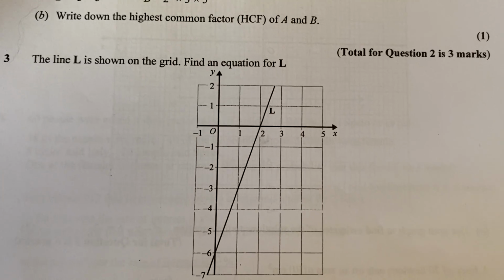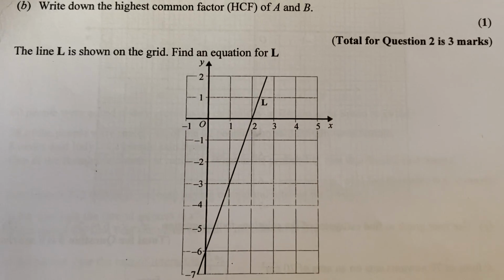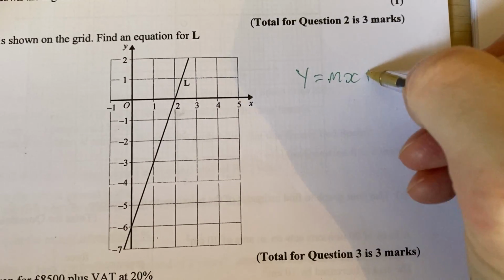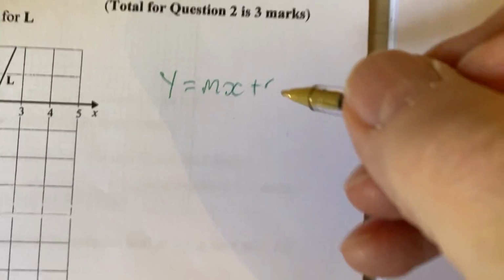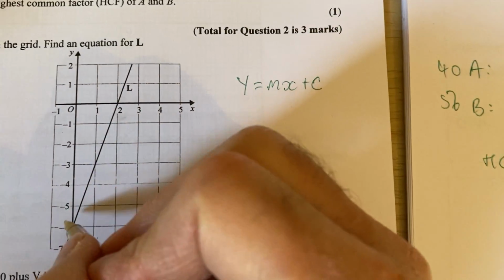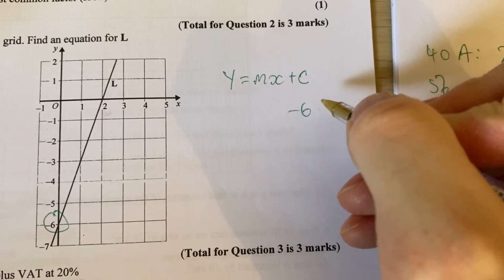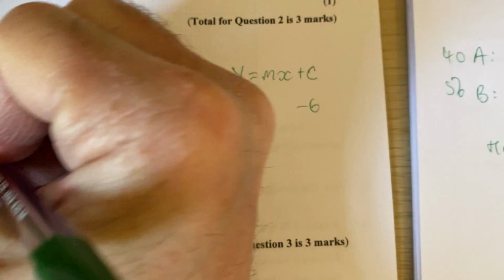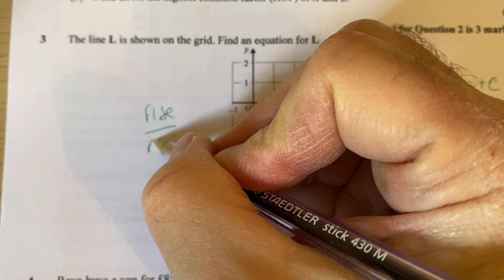Now we get to this question here. It says the line L is shown on the grid. Find the equation. Remember, equation of a line is y equals mx plus c. So I just need to hold that down. There you go. Now, the c is where it cuts. So that's minus 6, and m is your gradient. Remember, the rise over the run.